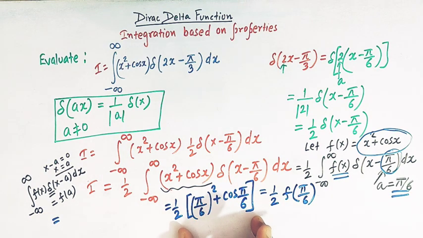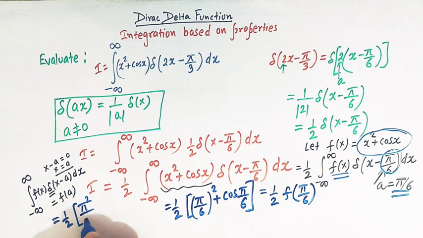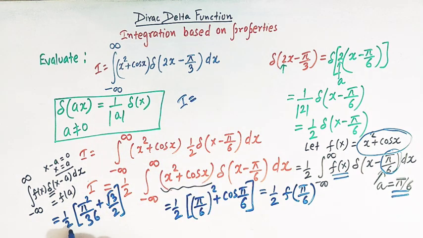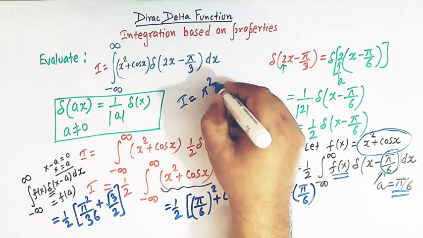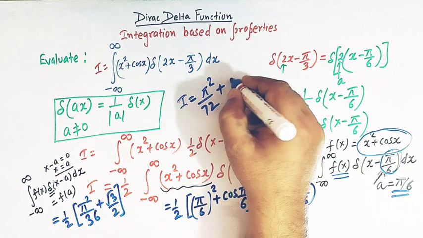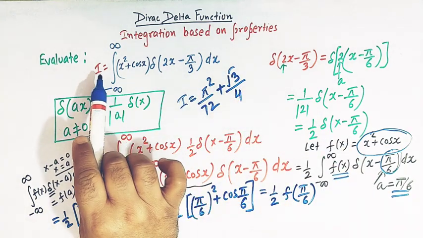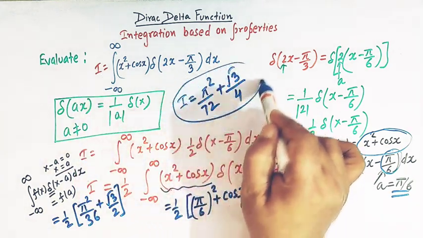So we can solve this expression. We have half times (pi squared over 36 plus cos pi by 6), and cos pi by 6 is cos 30 degrees, which is equal to square root of 3 over 2. So the value of this integral I, multiplying these two terms by half, is pi squared over 72 plus square root of 3 over 4. The value of this integral is given by this expression.